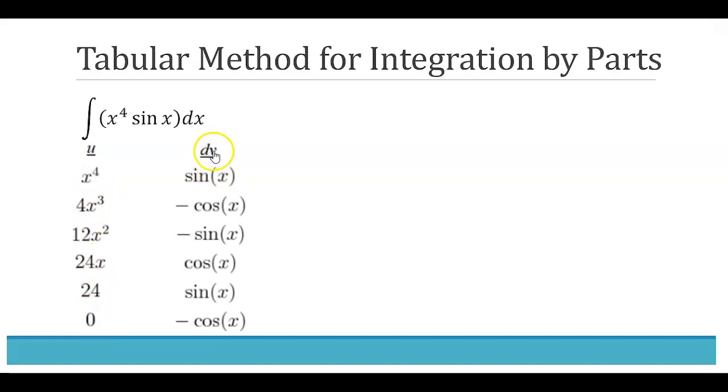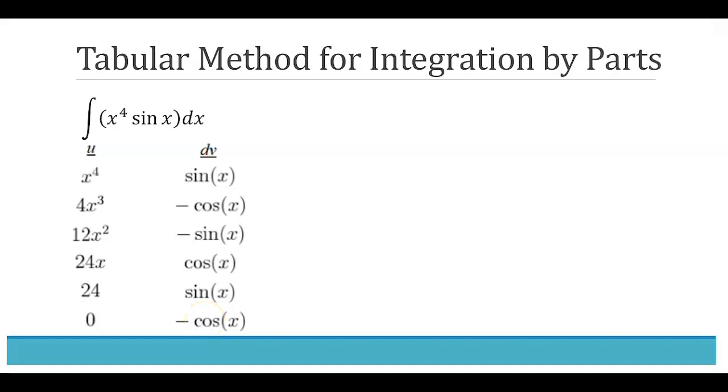Then I work on my dv column, repeatedly finding the antiderivative. The antiderivative of sine is negative cosine. Then I have negative sine, cosine, sine, back to negative cosine. I make sure to stop when I line up with that 0.